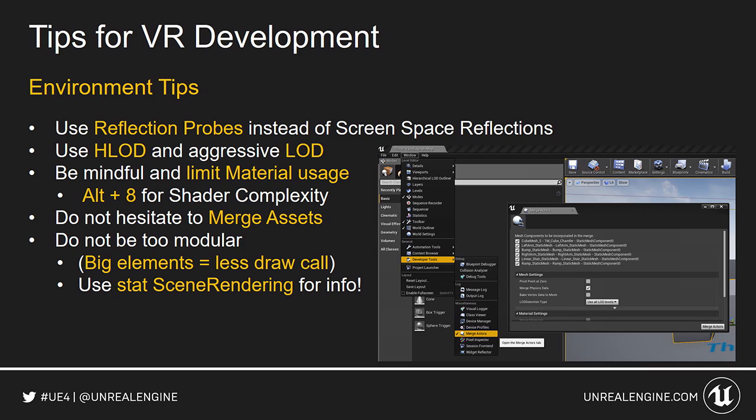To go along with that, try not to be too modular with your meshes. Bigger groups of meshes will result in fewer draw calls. Again, the Merge Actor tool can also help with this, or enabling HLOD. And then also use the stat scene rendering command to see the amount of draw calls being made for more info.